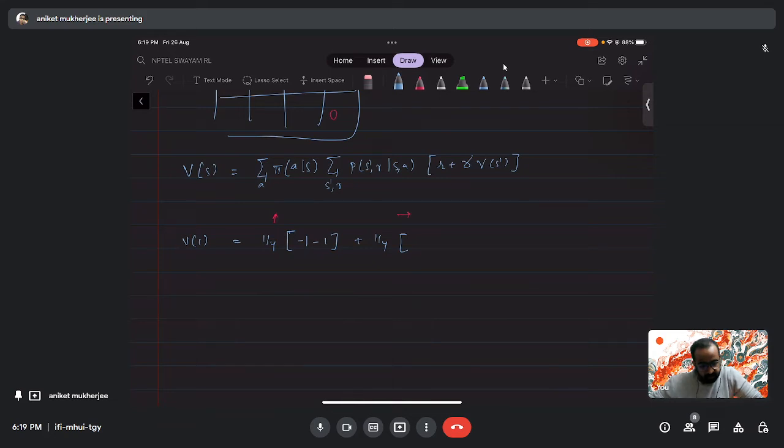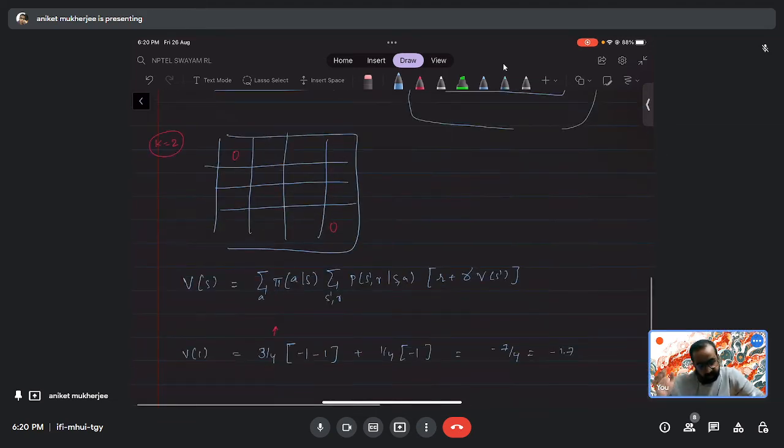So okay, we get 3 times the first quantity and 1 times 0. Good. So is it okay if I write 3 and 1/4 into -1? Yeah. So I get -7/4, right? Yes. So that's -1.75. Let me put it as -1.7. So this gives you -1.7.